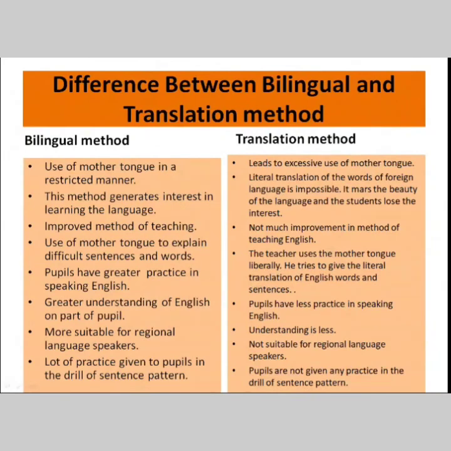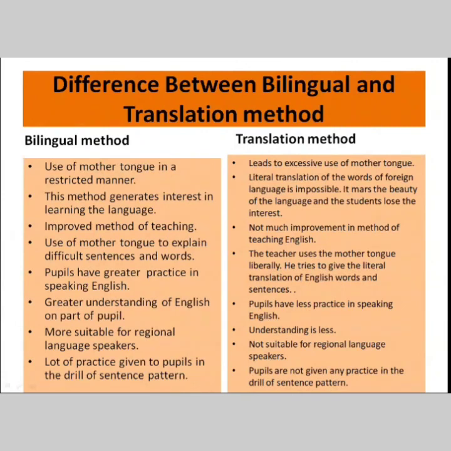Number 3, improved method of teaching. Bilingual method is the improved method of teaching English language. And the translation method, not much improvement. It is an old method of teaching English language. Use of mother tongue to explain difficult sentences and words in bilingual method. In translation method, the teacher uses mother tongue liberally, freely. He tries to give the literal translation of English words and sentences.